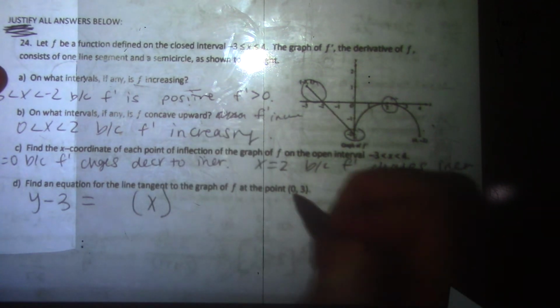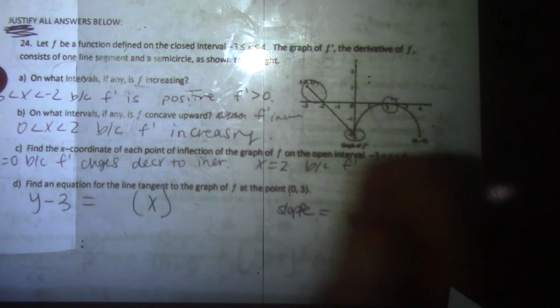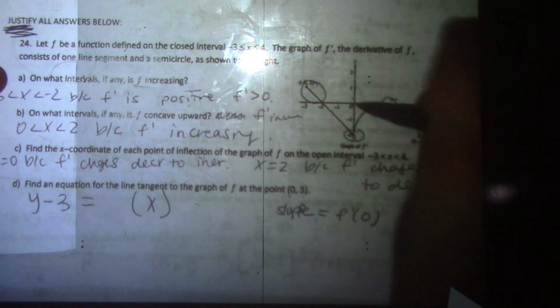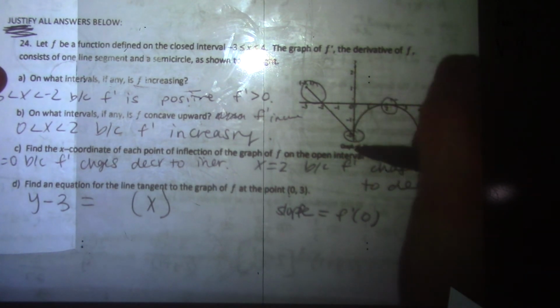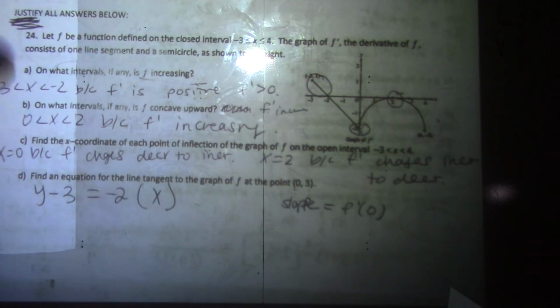And the equation for the tangent line at this point. So y minus 3 equals the slope times x minus 0. So I can just say x. And now I need to know what the slope is. Well, the slope is just going to be f prime of 0. Go to 0, f prime, right? We have a graph of f prime, it is negative 2. So y minus 3 equals negative 2x.